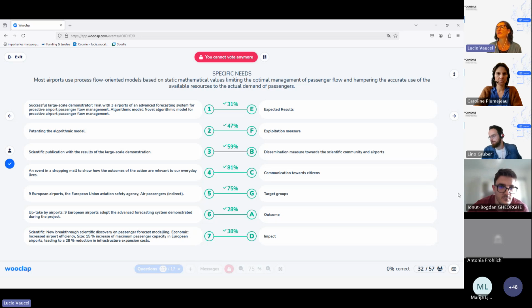So let's comment. Let's take the first one. Successful large-scale demonstrator trial with 3 airports on an advanced forecasting system for proactive airport passenger flow management. And there was a second part in this short description: a novel algorithmic model for proactive airport passenger flow management.